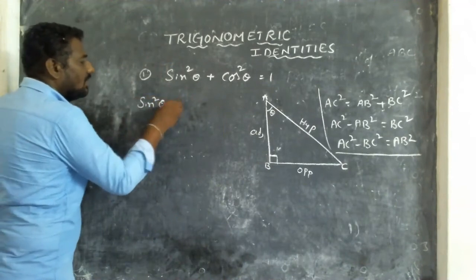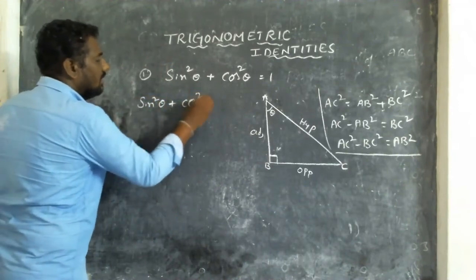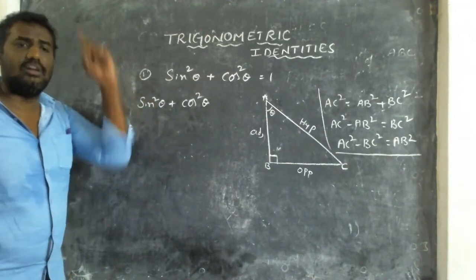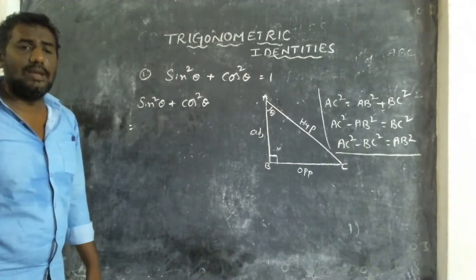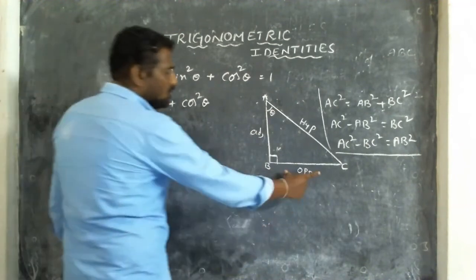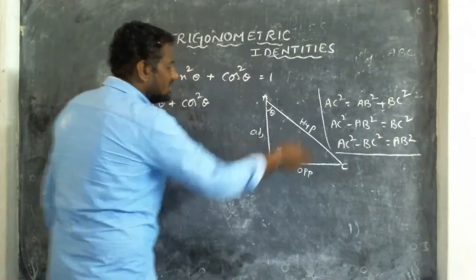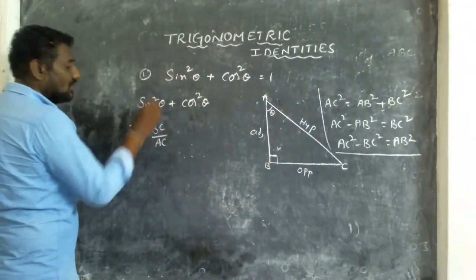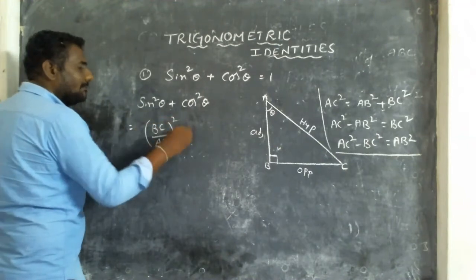Sin square theta plus cos square theta. Sine formula. What is the sine formula? According to our definition, opposite by hypotenuse. From this figure, opposite is BC, hypotenuse is AC. I write BC by AC, but here square is there, so I'll put the whole square.